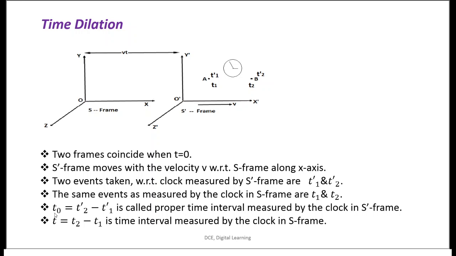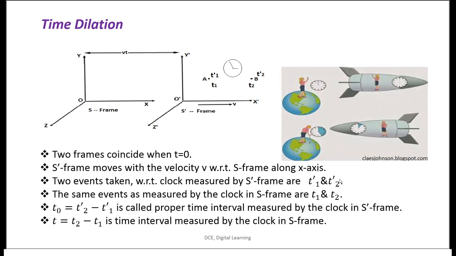So when we subtract the time between those two events, we get a time interval between the two events. Let T0 equal to T2 prime minus T1 prime, which is called the proper time interval measured by the clock in S prime frame, which is at rest with respect to S prime frame, and T equal to T2 minus T1 is the time interval measured by the clock in the S frame.